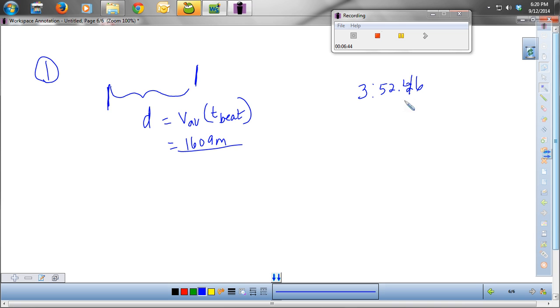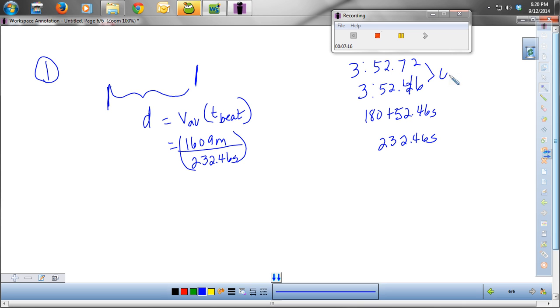46. Yeah, 46. So that's 180 seconds plus another 52.46 seconds. So his time was 232.46 seconds. So there's his average speed. The other guy was 352.72, I think. So I'm going to say 0.72 works for me. So that difference was 0.26 seconds. So I was beaten by 0.26 seconds. So I was outrun by about 1.8 meters.